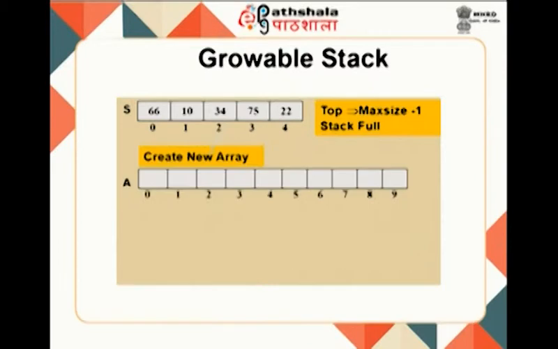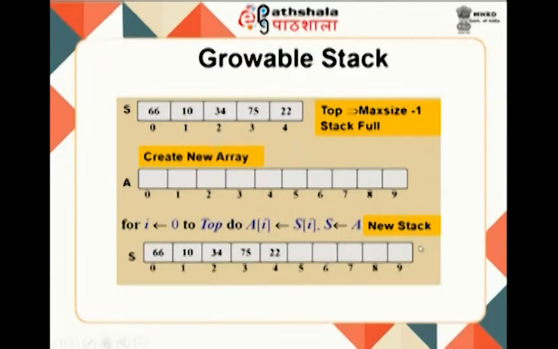Now, what do we do? We create a new array. The array that we have created is this, size 5, and this is size 10. So, which means we have doubled, that is 5 multiplied by the constant 2, and increased the size of the array. Now, the next operation that we have to do is a loop. What should we do? 0 to top, top is measured here. So, for 0 to top, do a[i] equal to s[i], and make this new stack equal to a. So, now this becomes the new stack. Okay. Now, you have 5 empty locations which you can do insertion into. So, this is a growable stack, okay. But of course, this operation has to be done.